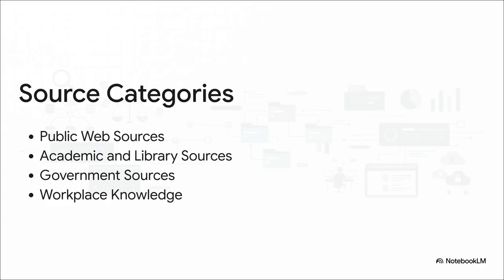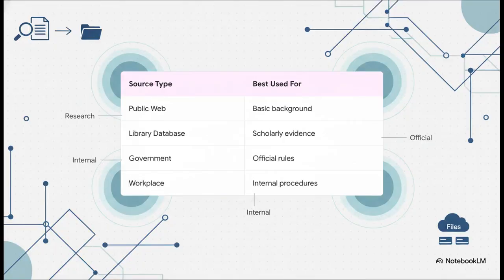And finally, workplace knowledge sources, like an internal employee handbook, provide the exact specific procedures you need for a particular organization. You really have to align the credibility of the source with the actual demands of your task. A quick blog post might help you wrap your head around a concept simply, but it's almost always too weak to serve as hard evidence in a formal research paper.